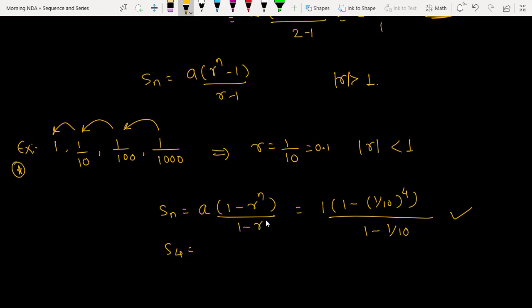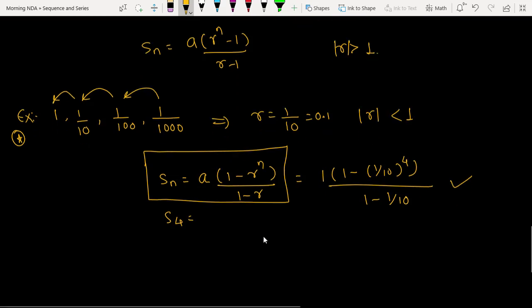Definitely such a big calculation example will not come in our exam. So the only thing you require is this form. Whenever r is less than 1, what happens? My sign changes. That's it. Okay. Now let's see the next question.